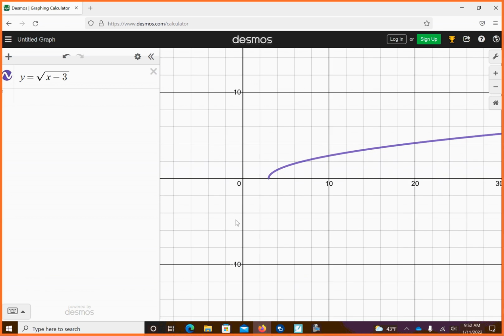So friends, right there, you're seeing the entire graph. There's nothing that takes place way in the negative direction. As I continue in the positive direction in the x direction, the graph is going to continue to climb. Okay, but that's what a square root function would look like.